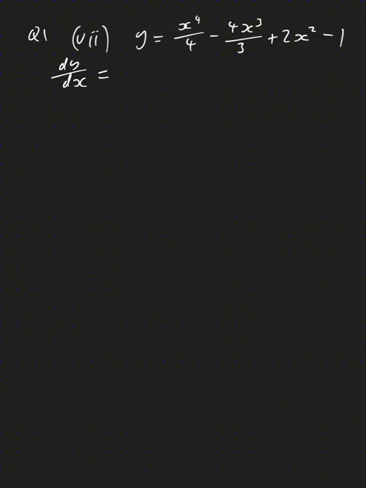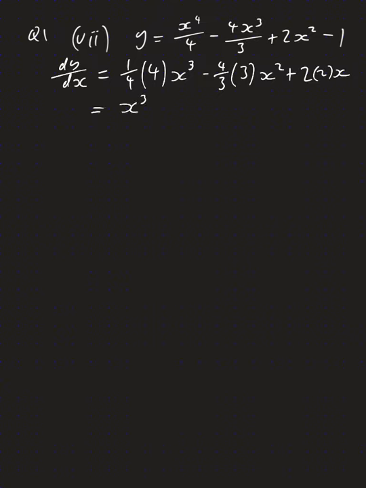I'll put that a quarter out in front. We differentiate x to the power of 4, we get 4 times x to the power of 3. Then we have minus 4 over 3. Now differentiate x cubed and you get 3 times x squared, plus 2. Differentiate x squared and you get 2 times x. Differentiate 1 and you get 0. So I'll just tidy this up. Those 4's cancel, we get x cubed. Those 3's cancel, we get minus 4x squared, and we get plus 4 times x at the end.